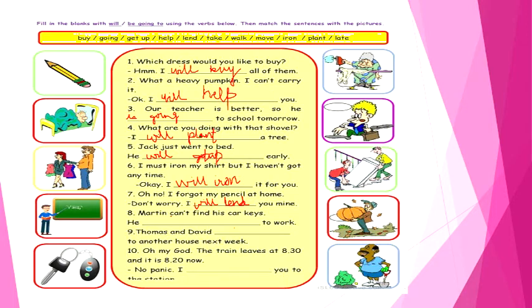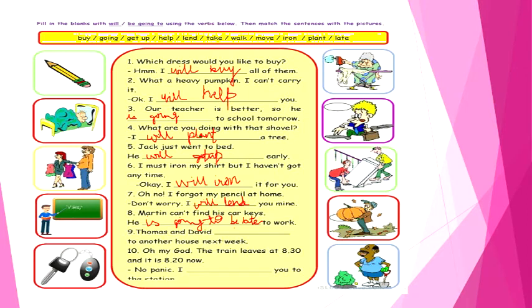Alright. Martin can't find his car keys. He is going to be late to work. Or he is going to be late. Okay. We have the verb late here. So is going to form is used. Or we can say he will be late to work.